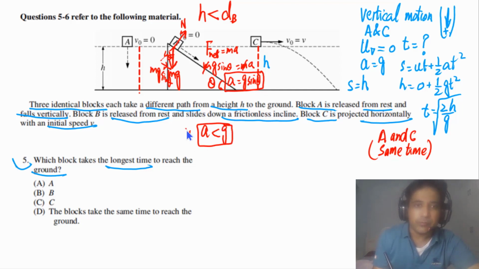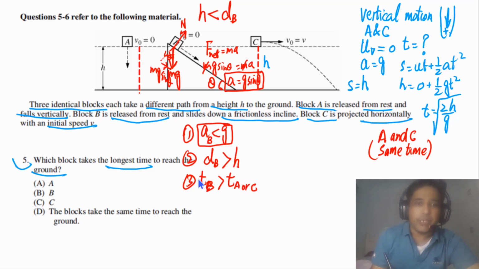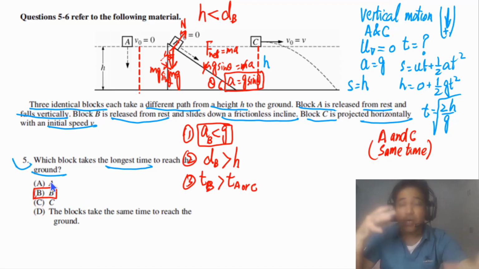So you can see one thing: a is lower than g, which means the acceleration of block B, we can also write a sub B, is lower. And the second thing is that the distance traveled by B is longer than the height, the vertical displacement of A and C. So B will take longer time. Time taken by B will be longer than time taken by A or time taken by C. So the answer for this question has to be B, because the question is asking for the longest time. The longest time is taken by B. So this is how you need to answer.